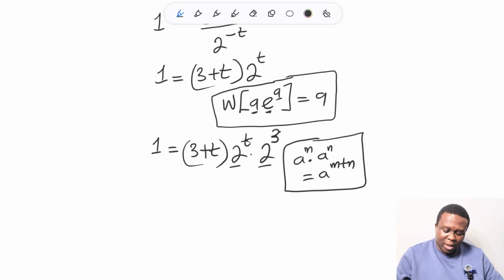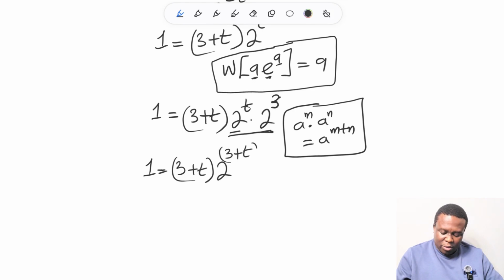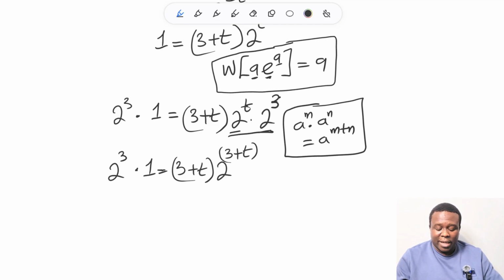So from that formula, we're going to rewrite that part of the equation, and it becomes 3 plus t, 2 raised to the power 3 plus t, or t plus 3. Doesn't matter. Now, we have base and power looking the same. We're supposed to multiply both sides by 2 raised to the power 3 as well. Now, there's nothing happening on the left-hand side at the moment. We're on the right-hand side.